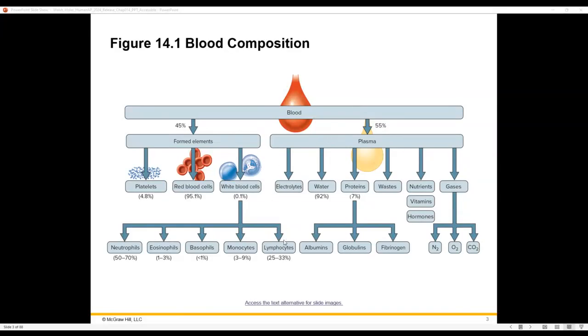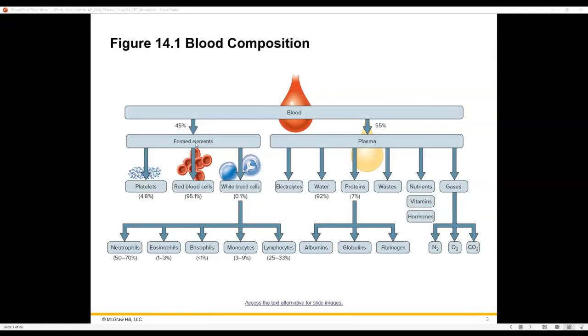Okay, as you can see with the percentages here, the formed elements are about 45% of blood and the plasma is 55%. And you see what makes up plasma: electrolytes, water, proteins, waste, nutrients, different gases. Of course, the majority of plasma is water. Types of proteins found in the blood include albumins, globulins, and fibrinogen. And the gases that you're going to find are nitrogen, oxygen, carbon dioxide. And you'll find nutrients, vitamins, and hormones.